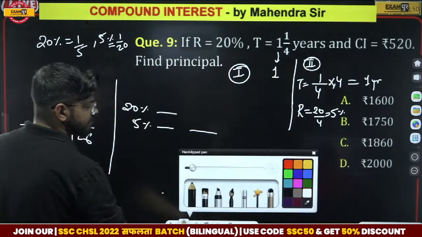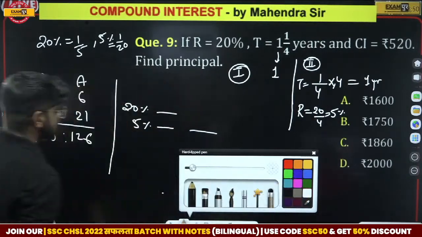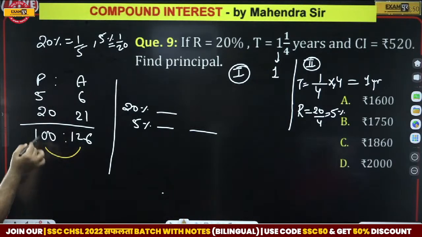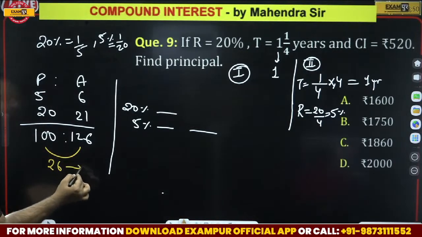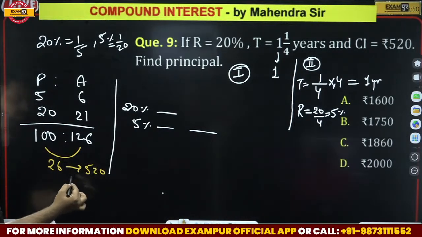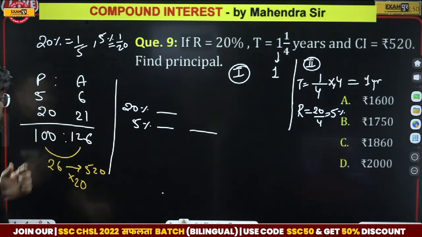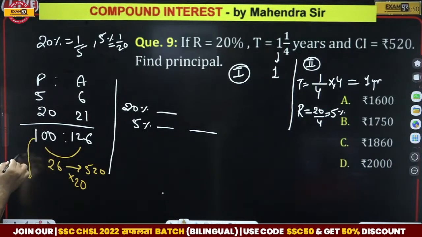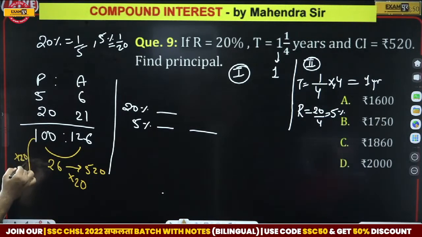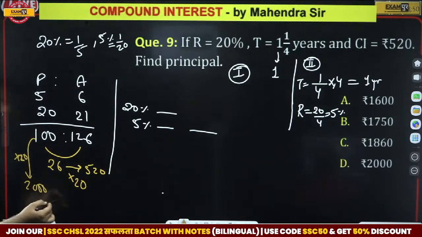CI is nothing but the difference. The difference is 26, which is 520. What is the multiplying factor? It is 20. Just multiply it by the principal and you will get the principal. Multiply by 20, you will get 2000 rupees, your answer.